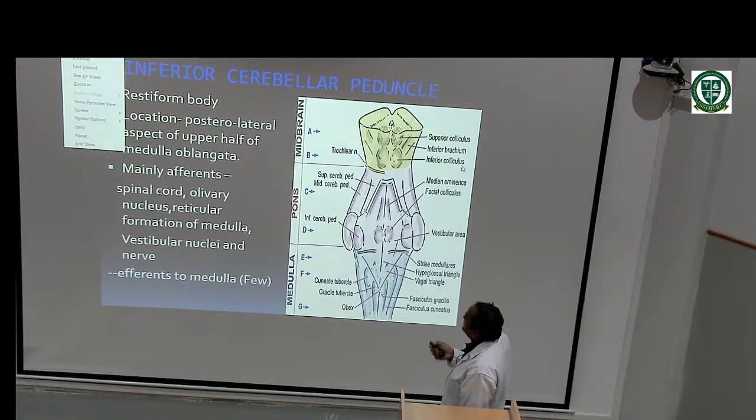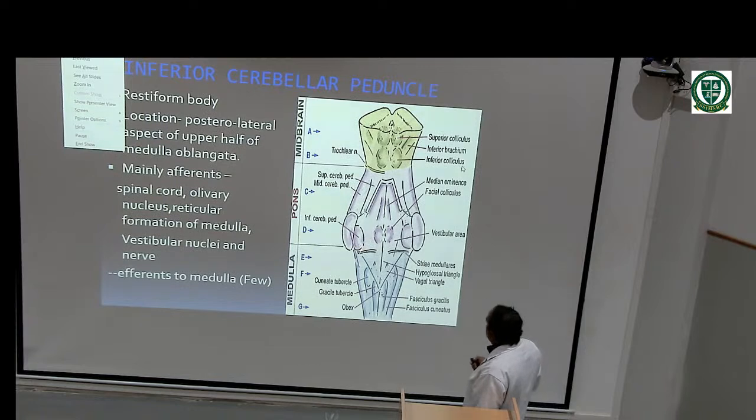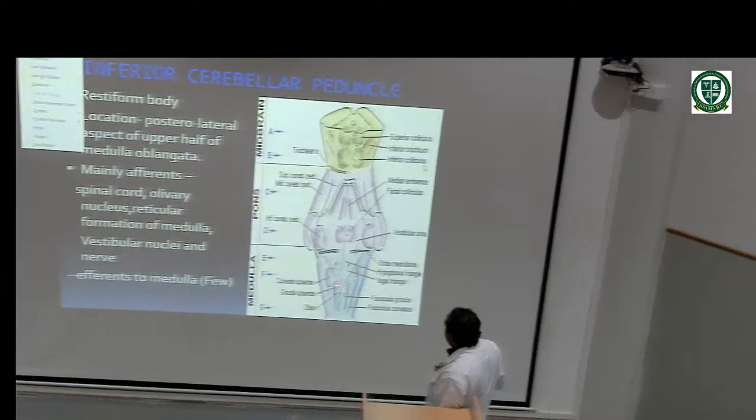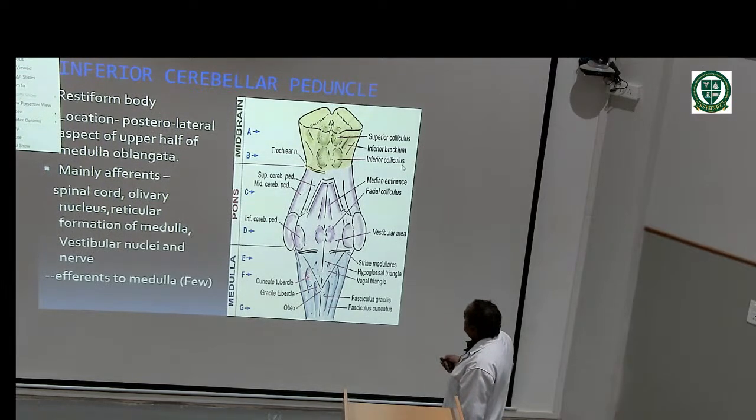The location of this inferior cerebellar peduncle is the posterolateral aspect of the upper half of the medulla oblongata. Here you have the fasciculus gracilis ending in the gracile tubercle, the fasciculus cuneatus ending in the cuneate tubercle, and lateral to that you have the inferior cerebellar peduncle, present in the upper half of the medulla oblongata.